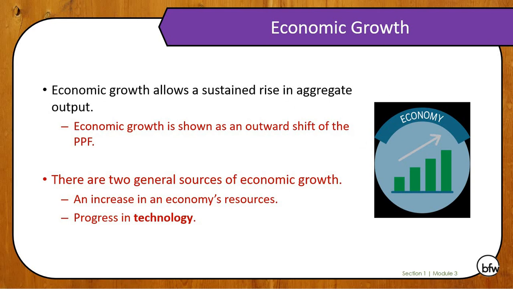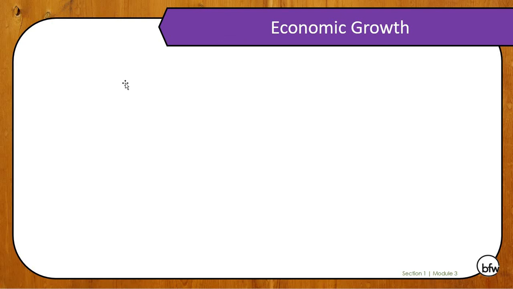Now, economic growth. We can see economic growth, which is a sustained rise in aggregate output, with an outward shift of the production possibilities frontier. There are two general sources of economic growth. Number one is an increase in the economy's resources, and the other is progress in technology. Let's go back to our tacos and burgers example.